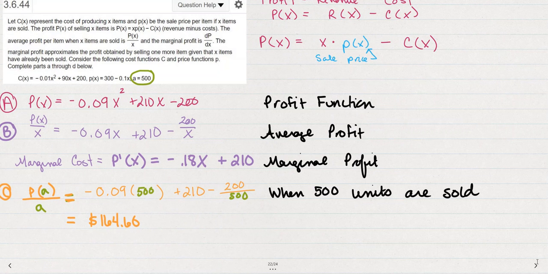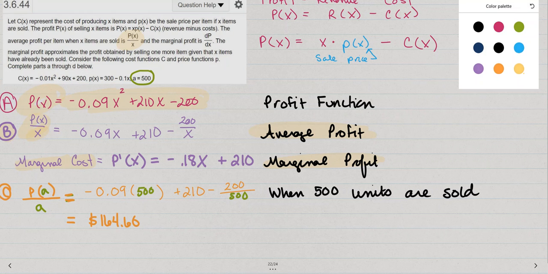Moving on to part B, the average profit and marginal profit. All I'm going to do is divide our red profit function by x. When I divide by x, I'd get the first part of part B, the average profit. How did I know that? Well, that part was given to us, that it's the profit divided by x. And then find the derivative of our profit function, our P of x, and that gives us the marginal profit.